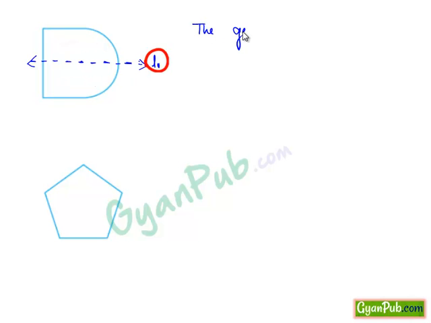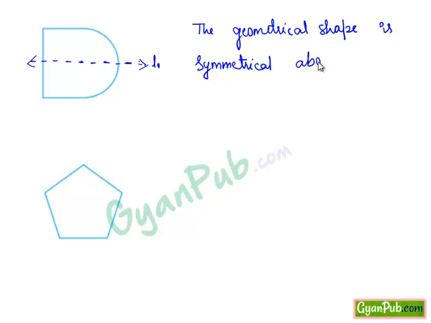The geometrical figure or the shape is symmetrical about the line L1. And if we see here, it is a closed figure with 1, 2, 3, 4, 5 sides. Hence, it is named a pentagon.